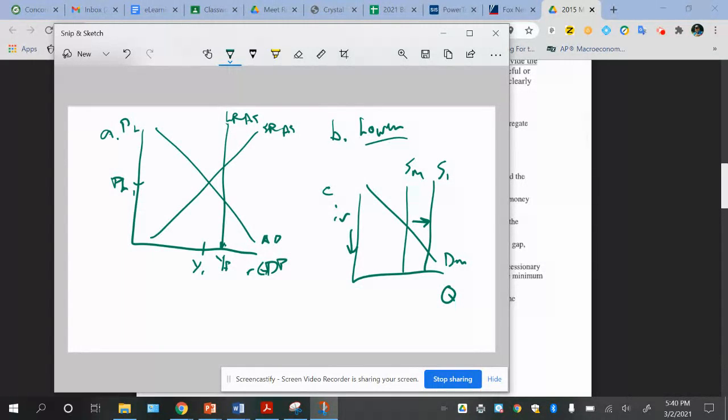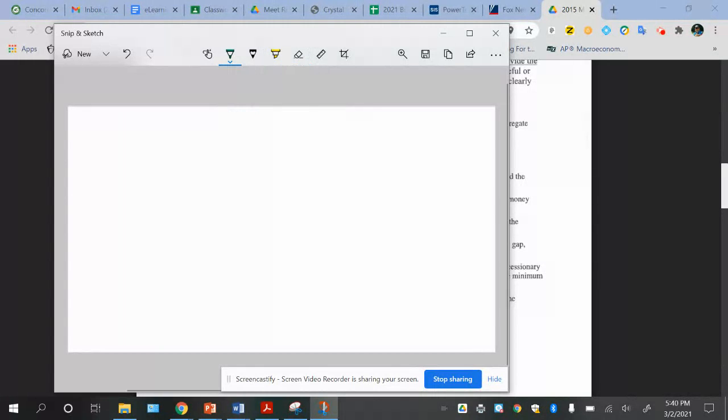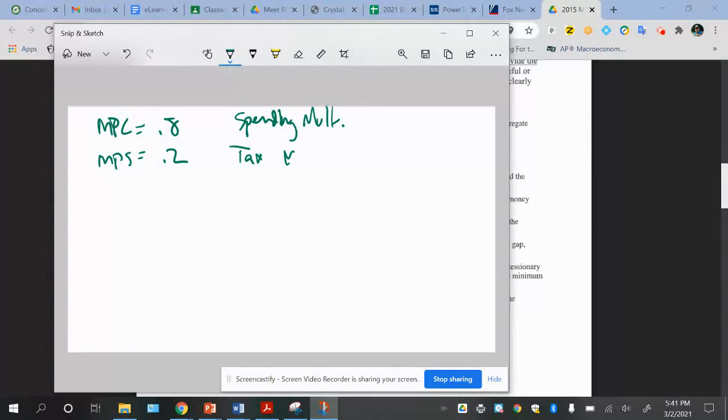All right, for part D, it's going to tell us that the government's going to try to fix this by increasing government spending. I'll show you the math here. First of all, we've got a marginal propensity to consume at 0.8. That means our marginal propensity to save equals 0.2. We've got two formulas we've got to know. The first one is the spending multiplier. The next one is the tax multiplier. It didn't give us the MPS, but we know that MPC plus MPS has to equal 1.